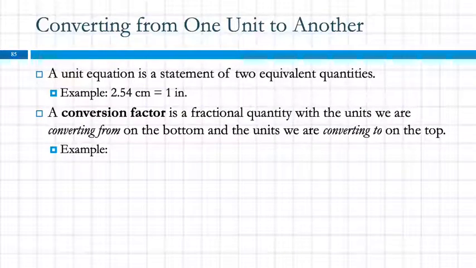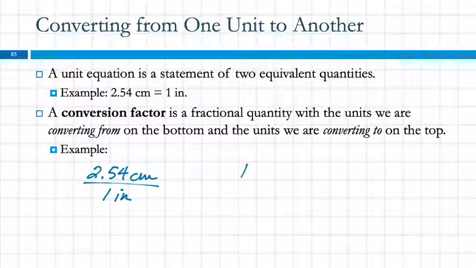So a unit equation is a statement of two equivalent quantities. So we can say 2.54 centimeters is equal to 1 inch. That's just a statement of fact. That's the sort of thing you get from the table of conversion factors or relationships. And when we make a conversion factor out of that, we're making it into a fraction. What we're going to do is take one side of this equality and put it on the top and put the other side on the bottom. So we can write 2.54 centimeters per 1 inch. Or we could do it upside down, 1 inch per 2.54 centimeters.